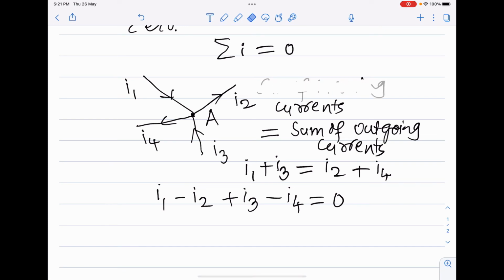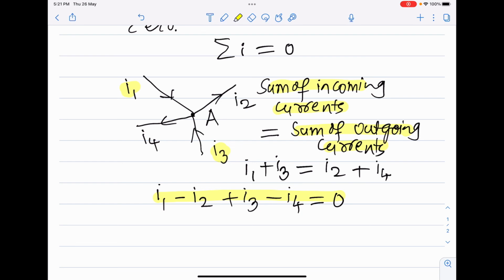That is, the sum of incoming currents is equal to the sum of outgoing currents, and therefore we are able to write this equation. So one can easily observe that the incoming current I1 is being treated as positive, the incoming current I3 is also treated as positive, while the outgoing currents I2 and I4 are treated as negative. So the summation of all currents is equal to 0 according to Kirchhoff's current law.